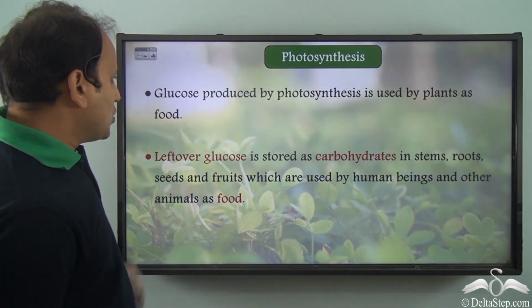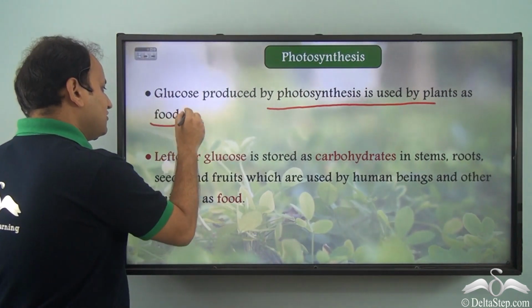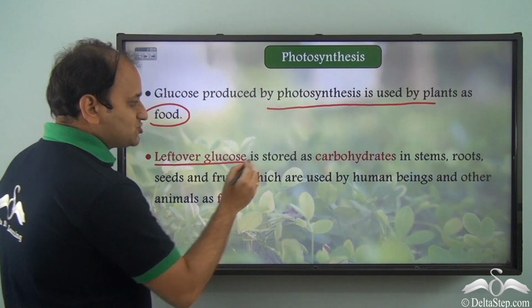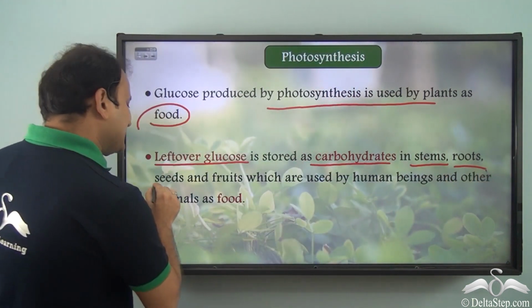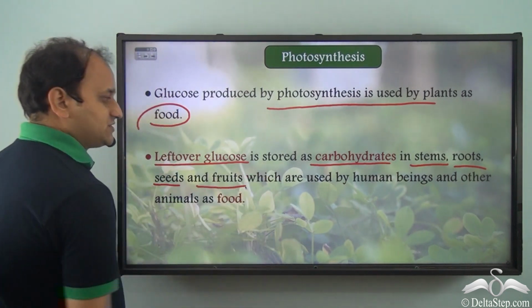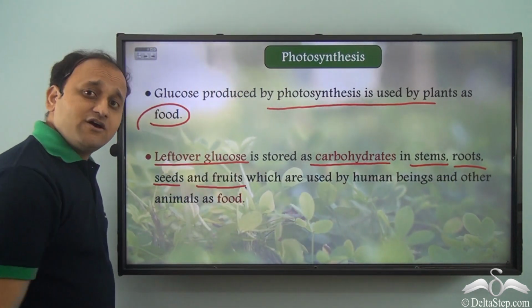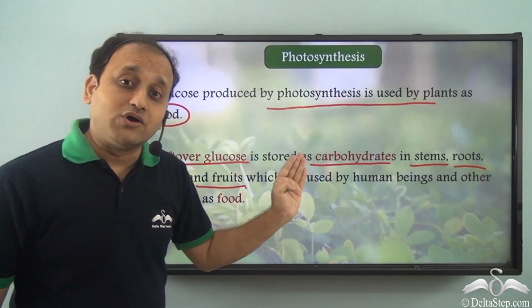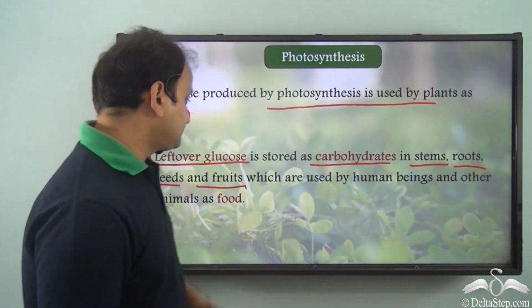Now glucose produced by photosynthesis is used by plants as food, and leftover glucose is stored as carbohydrates in stems, roots, seeds and fruits, which are used by human beings and other animals as food. So photosynthesis provides food not only to plants but indirectly to us.